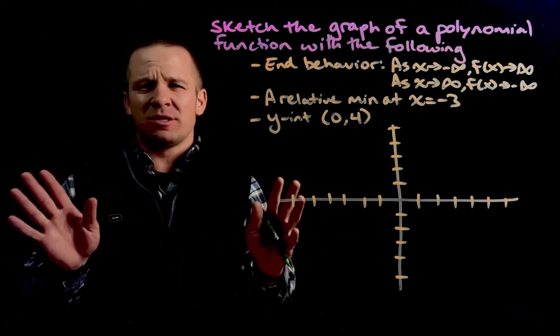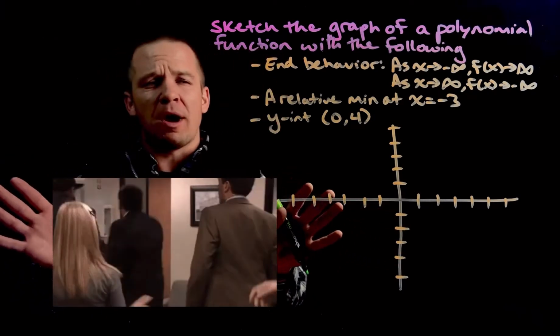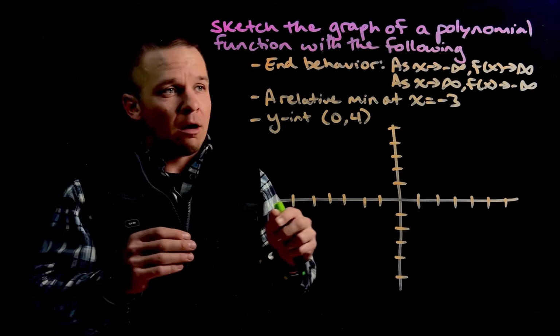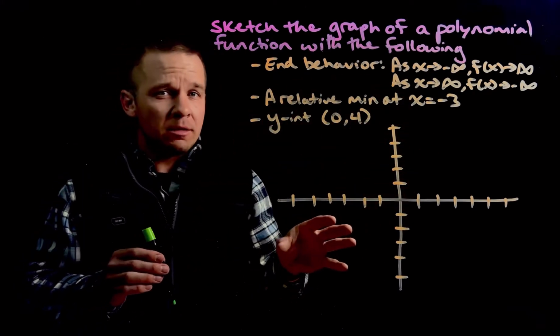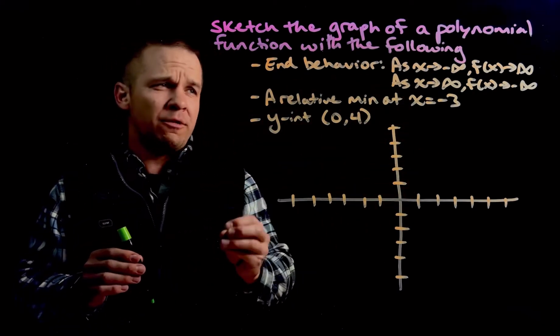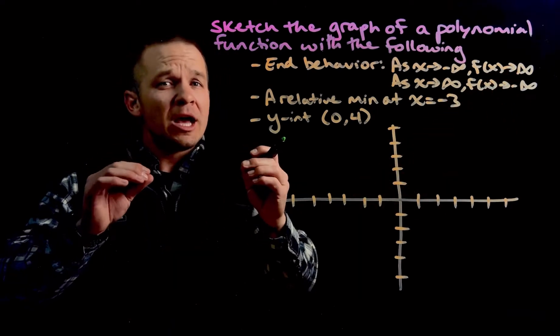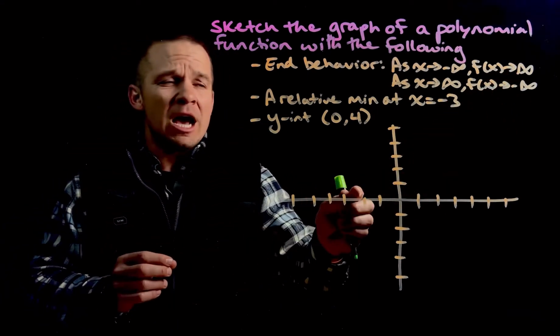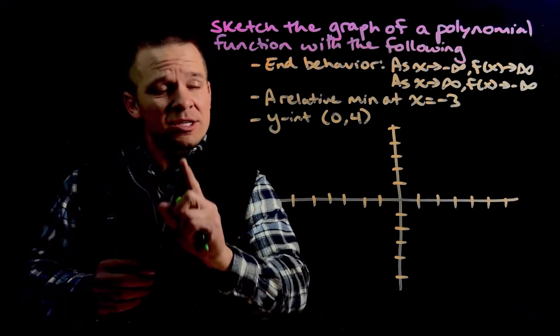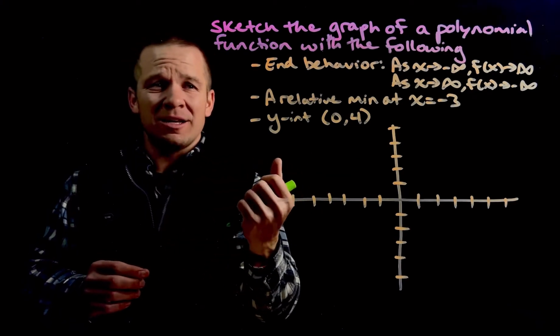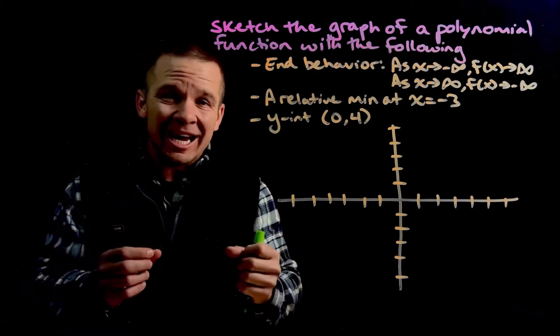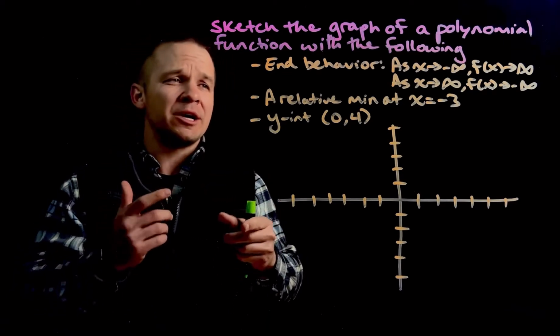Okay, let's do this. Let's calm down. Everybody calm down. It's just a math problem, right? So my end behavior can tell me if it's an even degree or an odd degree function. I have different end behaviors here, so it is an odd degree function. Now, as it goes to the left, it's going up, and as it goes to the right, it's going down, which means it's a negative lead coefficient for my odd degree function.